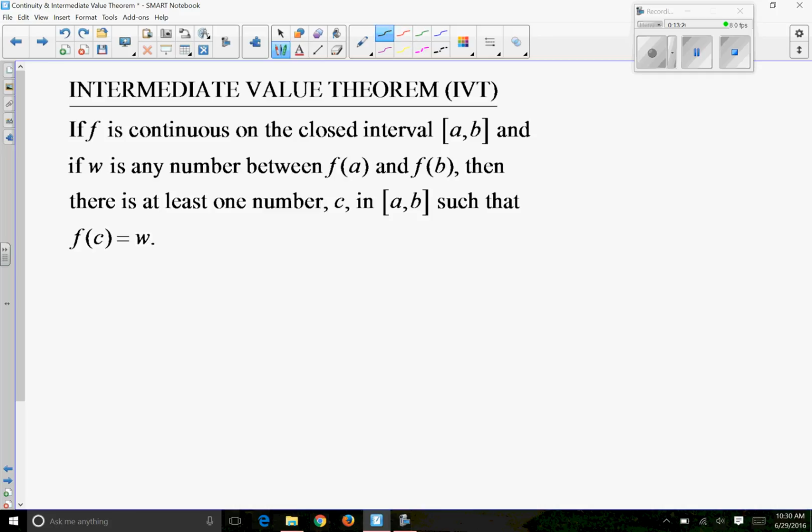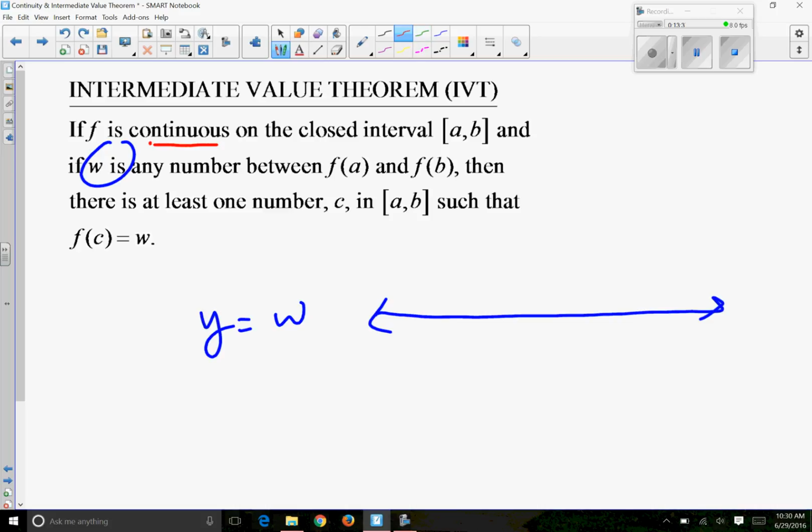In other words, if we look at the horizontal line y equals w, and if we have some continuous function where w is between f of a, so maybe f of a is down here, and f of b, so maybe f of b is up here. It's a continuous function.